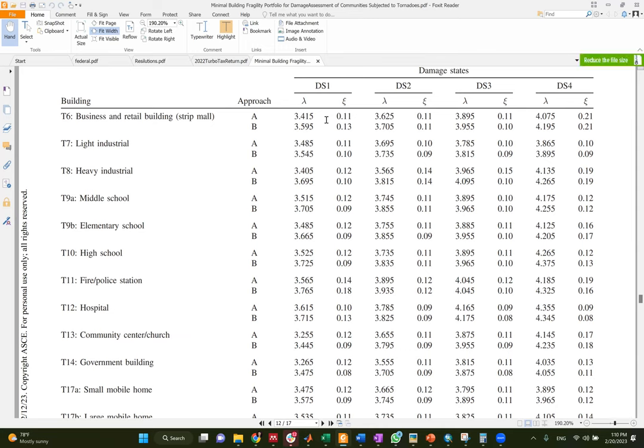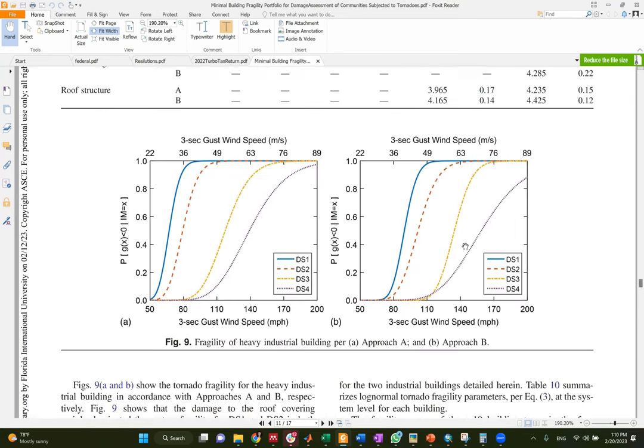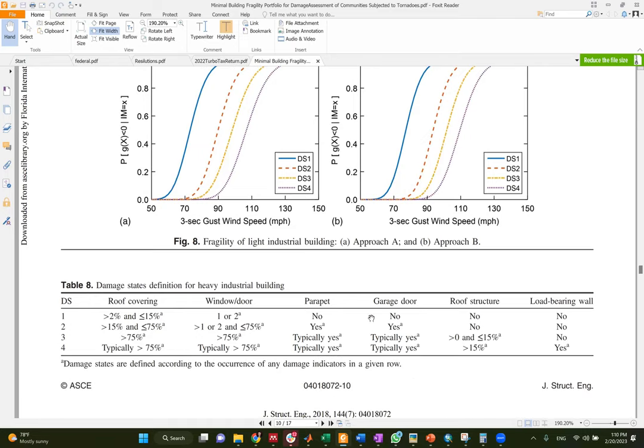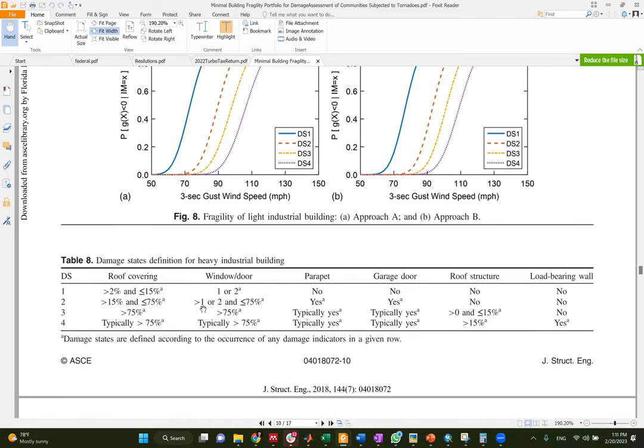When we do building level analysis, everyone developing fragilities should have a table like this, describing the damage states. For example, I have here four damage states from 1 to 4: slight, moderate, extensive, complete. Each damage state has a description of what kind of damage each component in my building can have. For example, damage state one tells you that you will have damage to the roof covering from 2% to 15%, along with one or two windows or doors damaged. Parapet, no damage. Garage door, no. Roof, no.